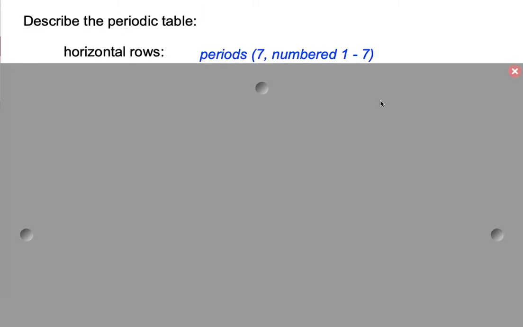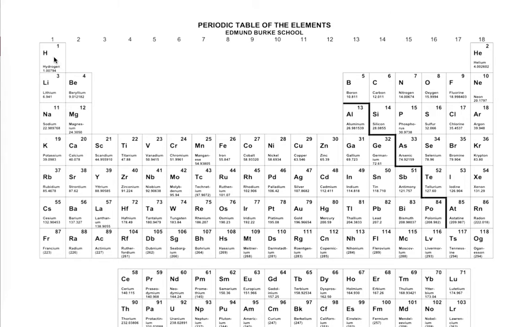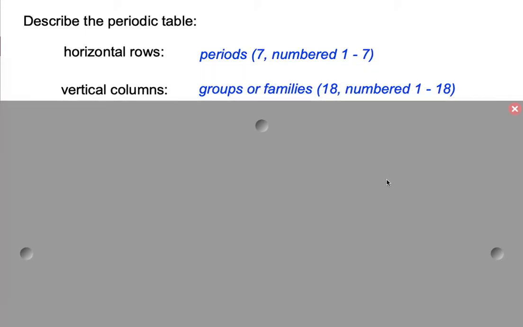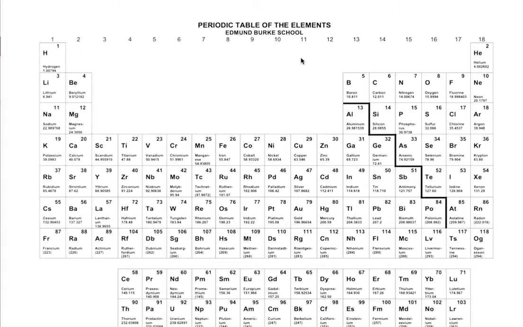Now, let's describe the periodic table. We see that there are 7 horizontal rows, which we call periods. We'll jump back and look at those. First, second, third, fourth, fifth, sixth, and seventh period. There are 18 vertical columns, which we call groups or families, and those are numbered sequentially from left to right, 1 through 18, as you can see at the top of the periodic table.